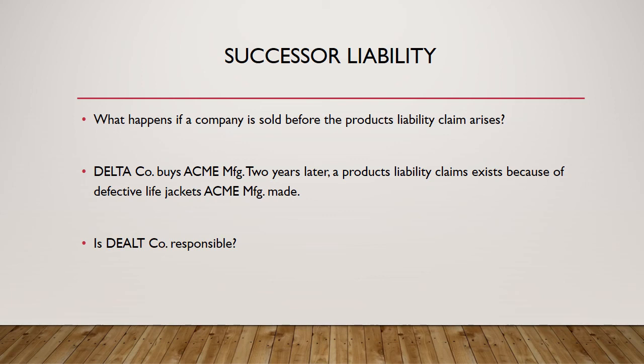So if you have the example here of after Delta buys Acme, 2 years later, a products liability claim exists because of the defective life jackets that Acme Manufacturing made. Well, technically, Acme Manufacturing is no longer around. So the user of the life jacket, can they sue Delta Company? That becomes the question.